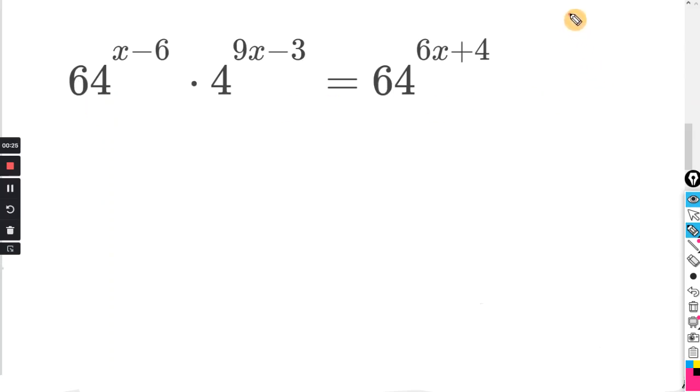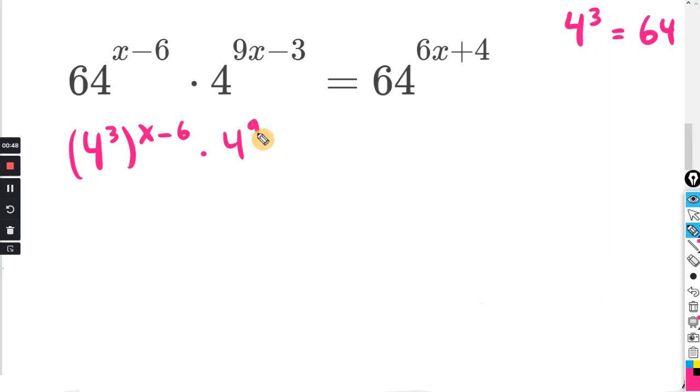Okay, we know that 4 to the third power, 4 times 4 times 4 equals 64. So each of the 64s, I'm going to make that 4 to the third, and then keep the exponent that was there, x minus 6. And that's times 4 to the 9x minus 3. And again, the 64 becomes 4 to the third. And that's to the power of 6x plus 4.